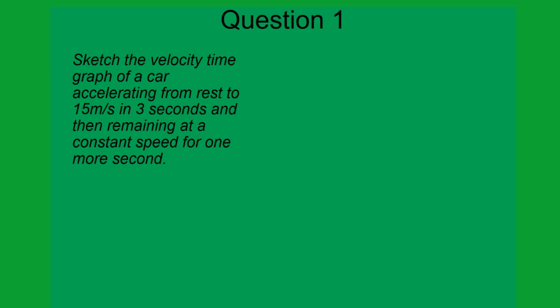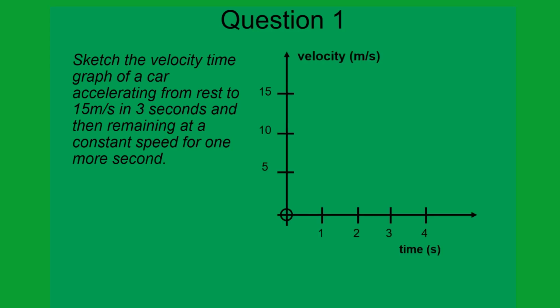Next one: sketch the velocity time graph of a car accelerating from rest. Remember, accelerating from rest means the initial velocity is 0. Initial velocity is 0 here, when time is 0. It rises to a final velocity of 15 meter per second in 3 seconds, then continues at a constant speed for 1 more second. So here the final velocity after 3 seconds is 15. That's why we can draw the velocity time graph in this way.